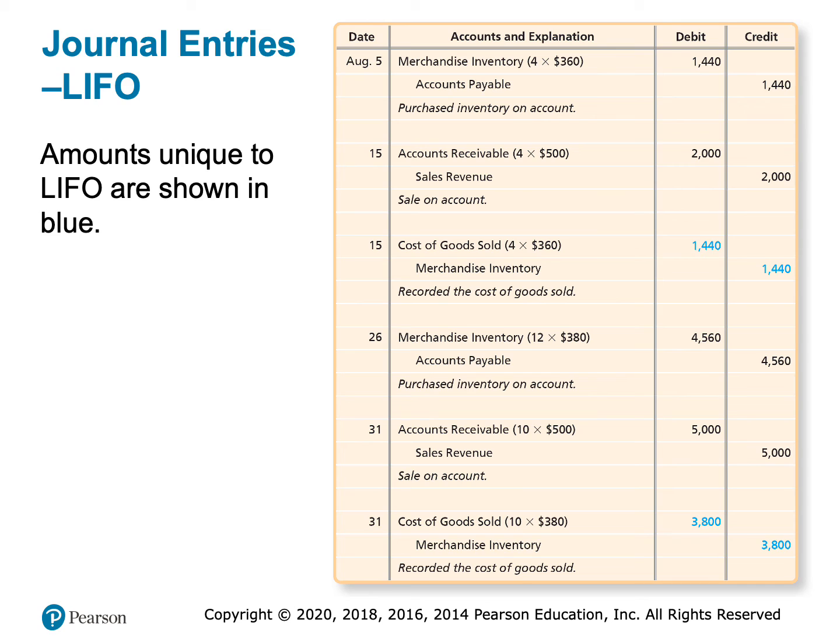Now, under the journal entries, hopefully you did those. Notice the only numbers that are different are the 2 cost of goods sold numbers. Otherwise, everything is exactly the same under FIFO and LIFO.